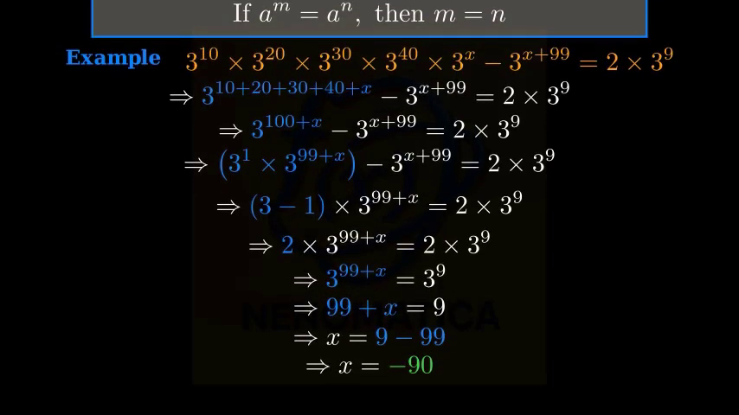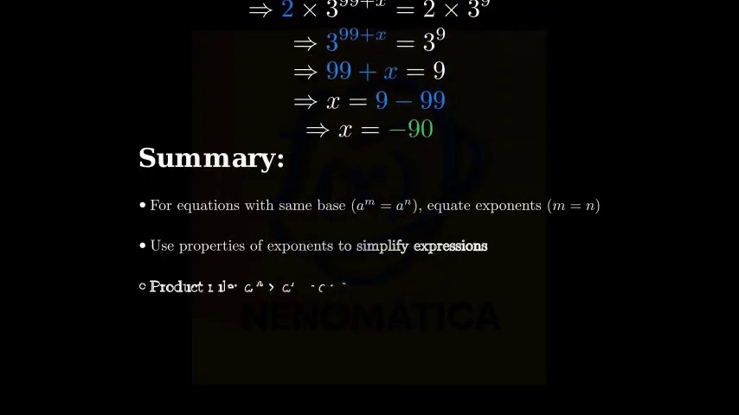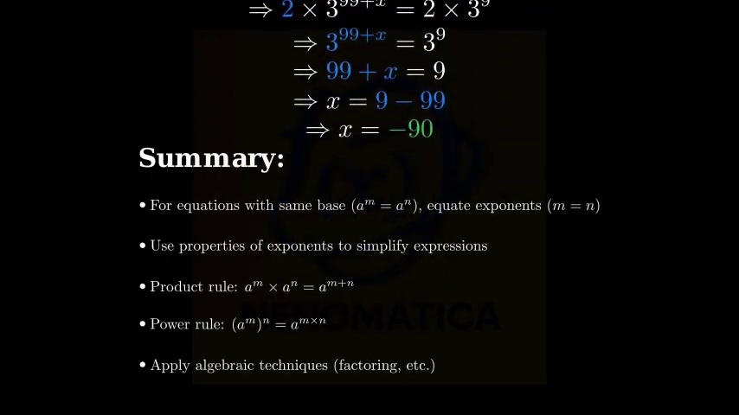To summarize what we've learned, first, remember that when solving exponential equations with the same base, we can equate the exponents. Second, use the properties of exponents to simplify complex expressions. When multiplying powers with the same base, add the exponents. And when raising a power to another power, multiply the exponents. Finally, basic algebraic operations like factoring can help simplify complex exponential expressions. With these techniques, you can solve many types of exponential equations.